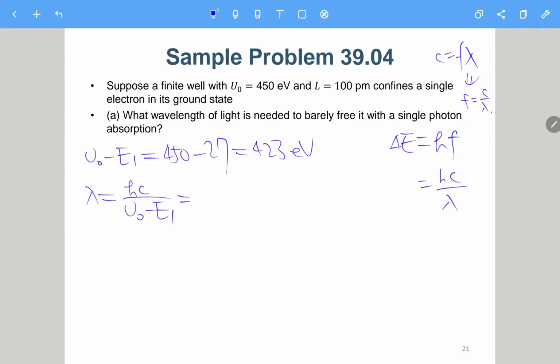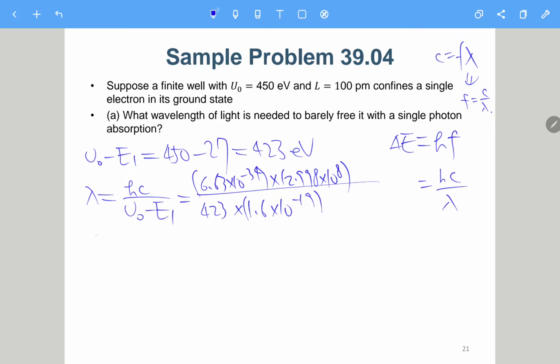We only need to plug in the values: 6.63 times 10 to the minus 34, times 2.998 times 10 to the 8th power, all over 423 times 1.6 times 10 to the minus 19. So this is 2.94 nanometers, which is quite a short wavelength. As I mentioned, visible light has a wavelength around hundreds of nanometers. So this is much shorter than that, which means the wave has much higher energy.